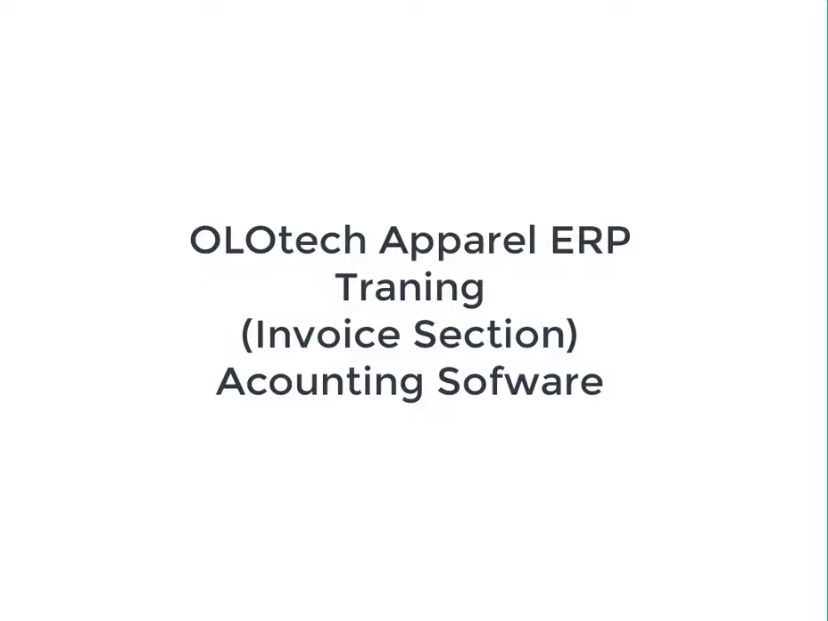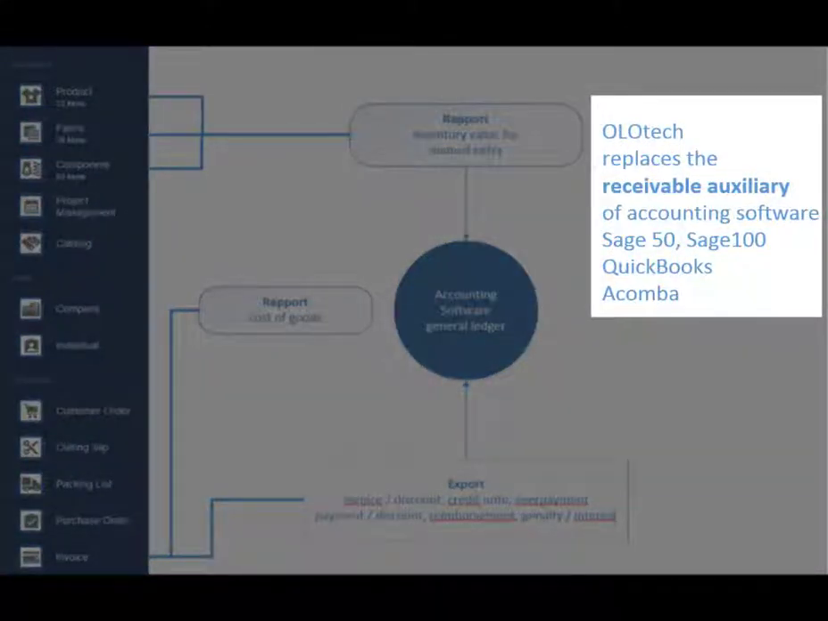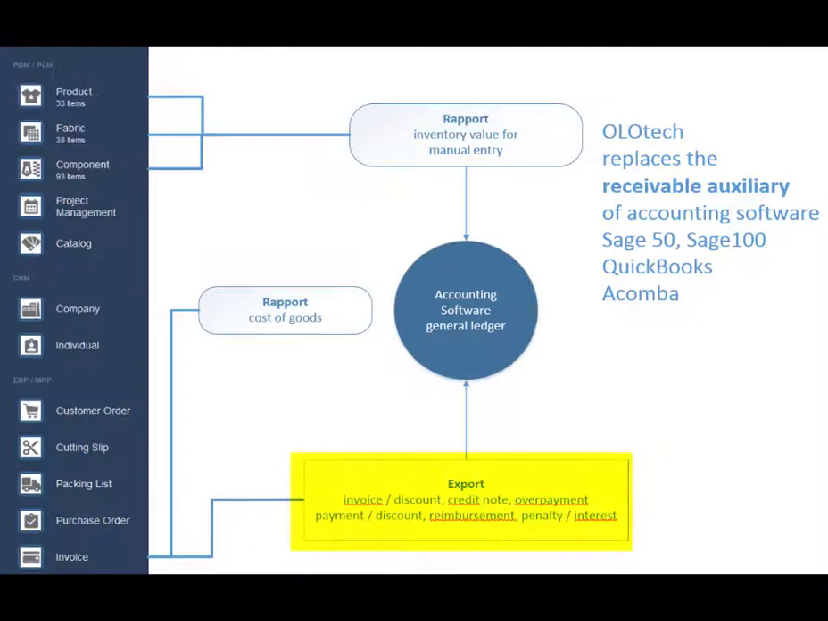Training accounting software, invoice section. Holotech replaced the auxiliary of receivable of accounting. Invoice and credit notes are exported directly to the general ledger. Reports are generated to input the key value of inventory and cost of goods.